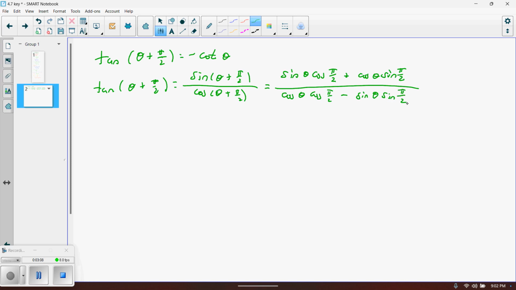So now we can simplify this, and let's see what we get. First of all, cosine of pi halves is nice because that's 0. Since cosine of pi halves is 0, that's 0, and that's 0, which leaves us with cosine of theta times the sine of pi halves, but the sine of pi halves is 1, over the negative sine of theta, but once again, sine of pi halves is 1, so you get cosine of theta over negative sine of theta, which of course is the negative cotangent of theta. So that proves that identity right there. That's the identity proof.